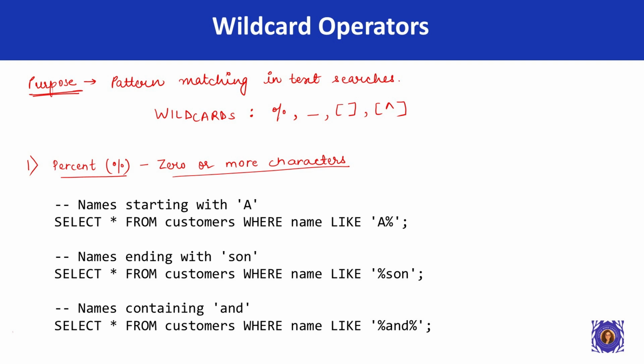This finds all customers whose names start with A. The % symbol says match any characters that come after A. It could be 1 character, 10 characters, or no additional characters at all. The next one finds names ending with son like Johnson, Anderson, Peterson, and so on. The % at the beginning matches anything that comes before son. This finds names containing 'and' anywhere within them like Anderson, Alexander, Miranda, or any name with 'and' in it.